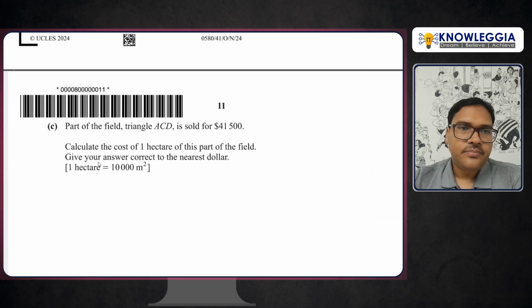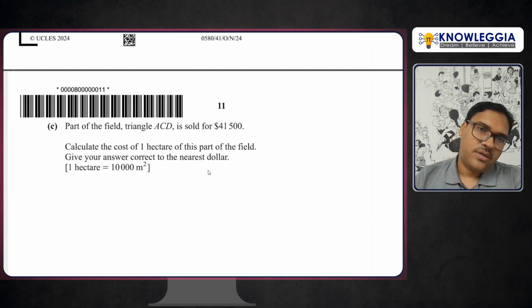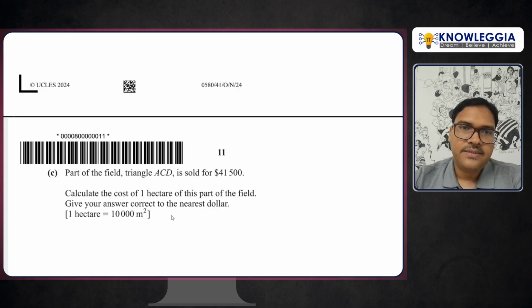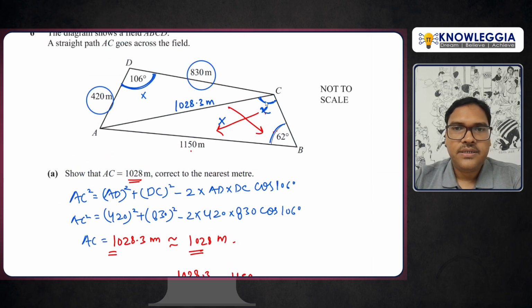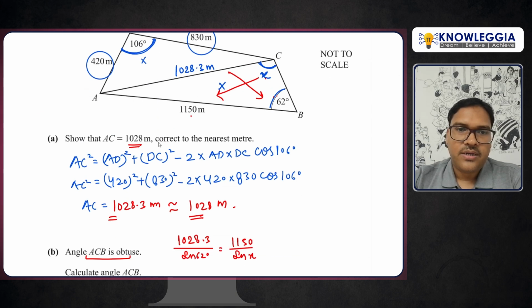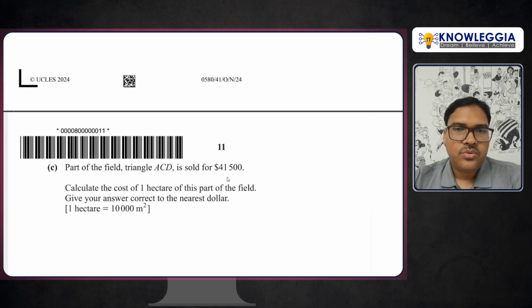Now the next part is the part of the field. The triangle ACD is sold for $41,500. Calculate the cost of 1 hectare of this part of the field. Give your answer to the nearest dollar. Okay, so the part of the field is triangle ACD. This triangle is sold for $41,500. Calculate the cost of 1 hectare of this field.